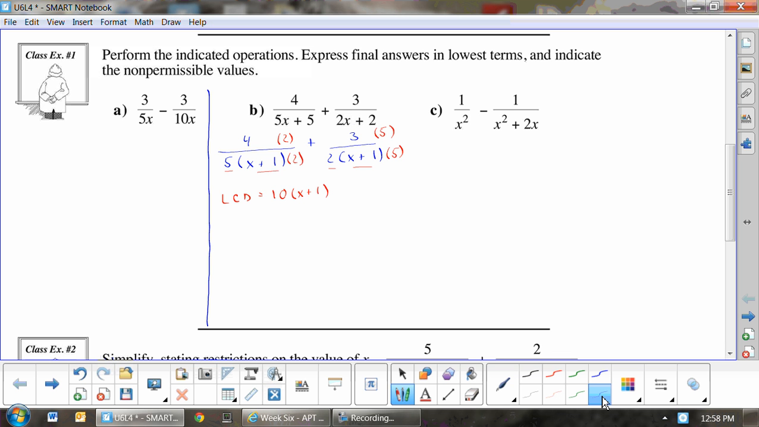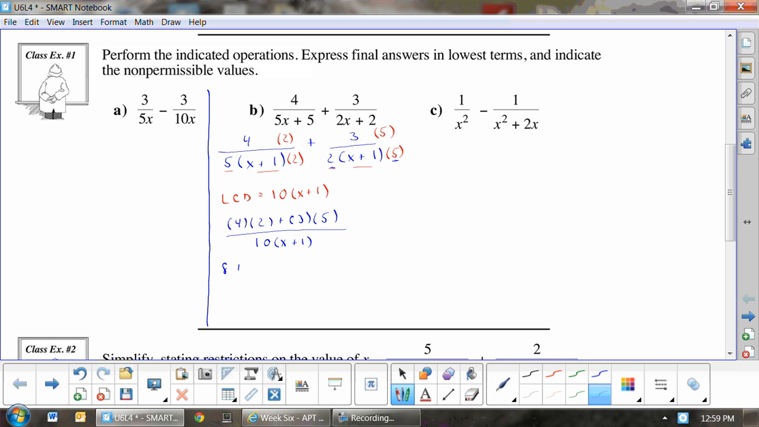So we don't have to expand that, because we can just multiply that 5 and that 2, and then we can keep that pulled out. So we want to keep it in factored form for this one, basically. So we go, okay, 4 times 2 plus 3 times 5 all over 10 times x plus 1.